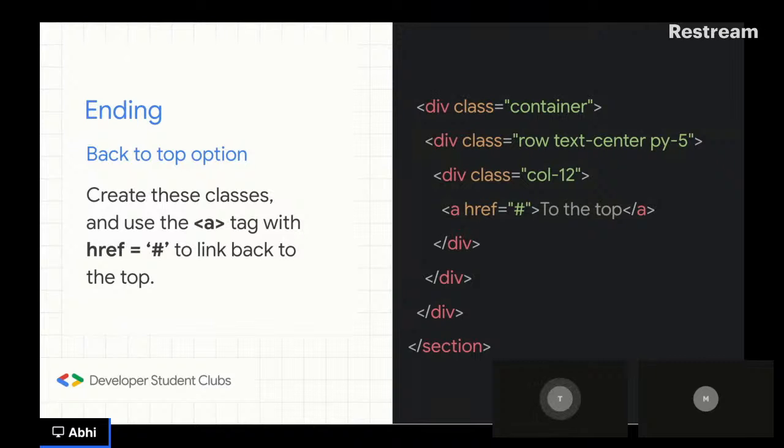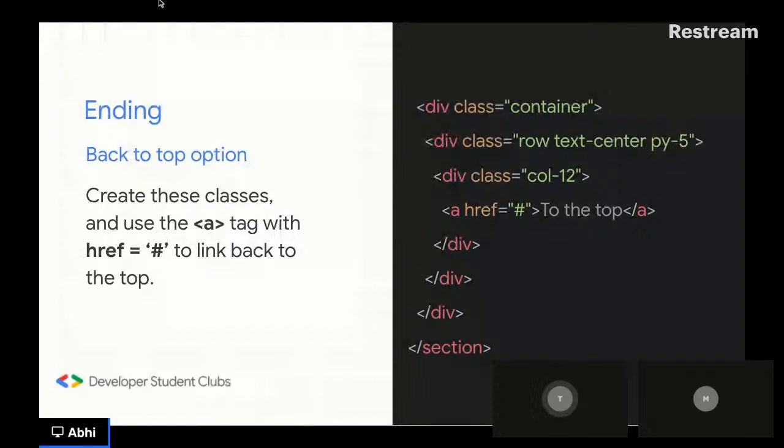These 2 div classes basically make it so that your back to top option or your icon is in the very center of the page. So it just looks more aesthetically pleasing. And then under that, you want to have an A tag, and in that A tag, you want href equal to double quotation marks, hashtag. And then in the gap between the two A tags, you can write the text you want. So for the purposes of our website, we just use to the top.